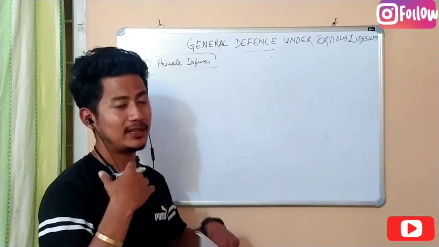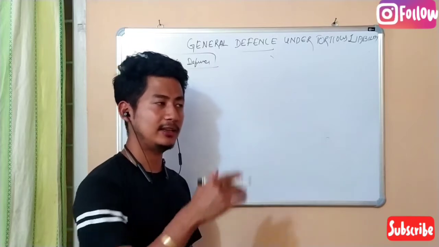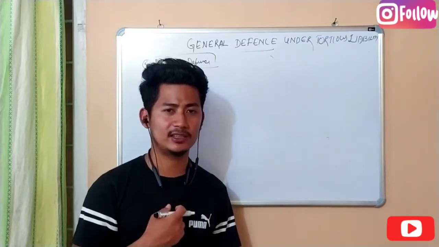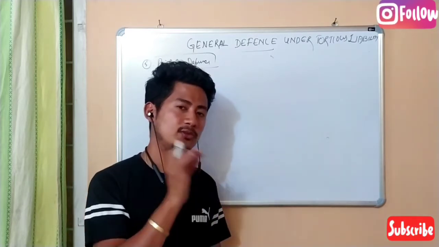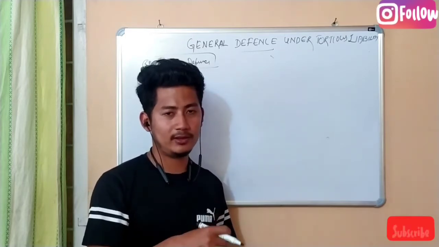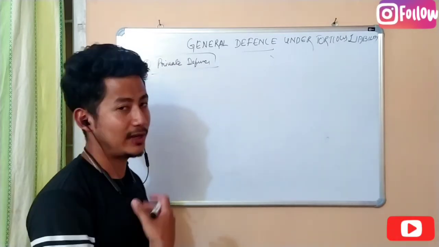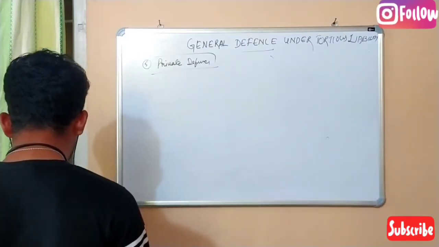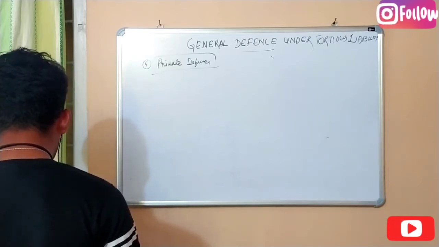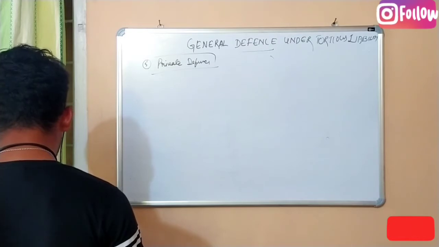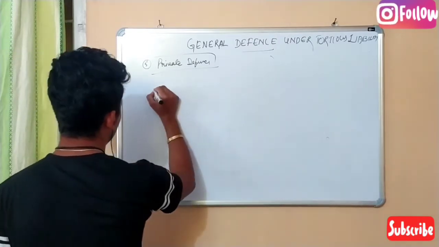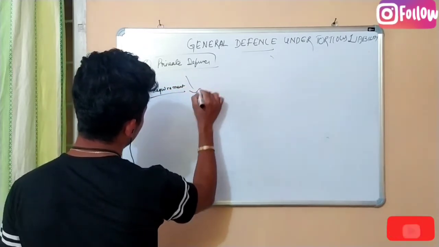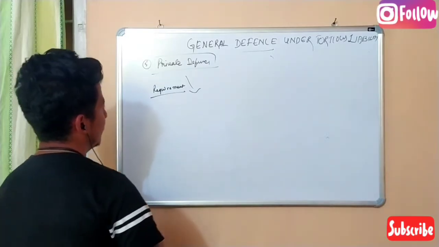Whatever act is done by me, if the defendant suffers certain injuries, in certain situations I can say that it was for private defense. It was for my protection. So that is private defense. It's a very simple concept. There is nothing more to read. The only requirement in order to constitute private defense as a defense is that there should be reasonable force.